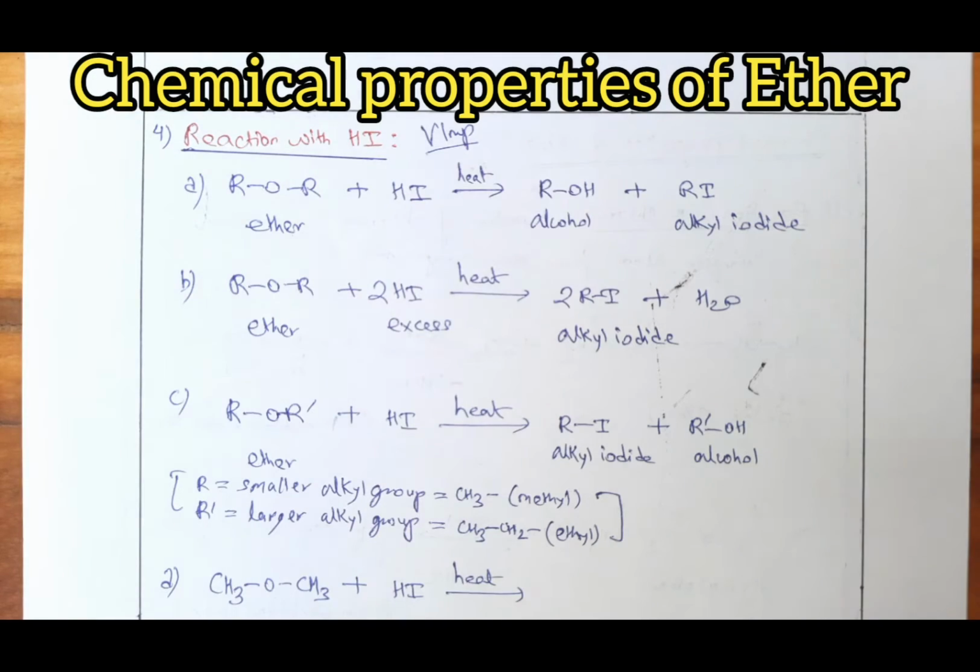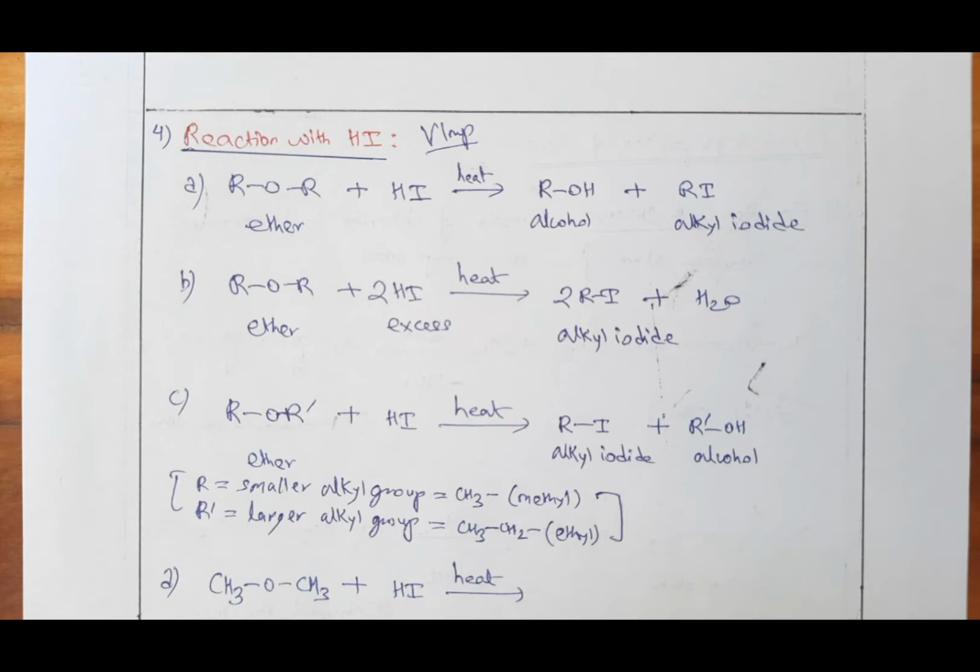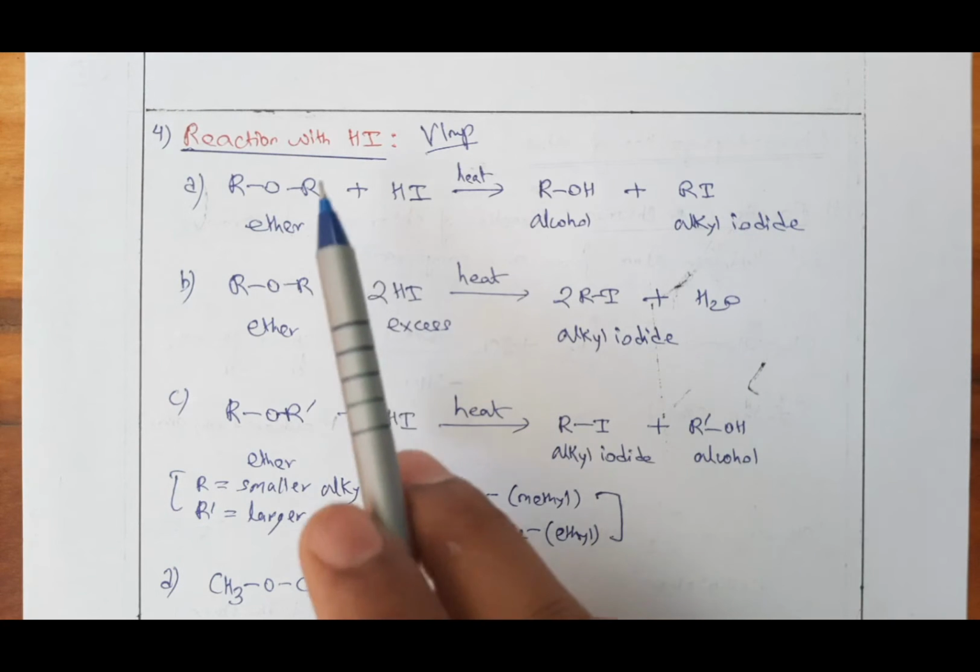Students, now we will see the last chemical property of ether, and that is reaction with alkyl halide. So far, we have finished the preparation of ether from alcohol and by Williamson synthesis. Then we discussed physical properties, and in chemical properties we have finished reaction with chlorine, oxidation, and reaction with PCl5. The last one is reaction with HI, that is hydrogen iodide.